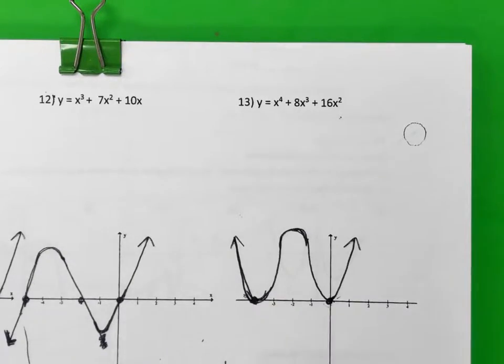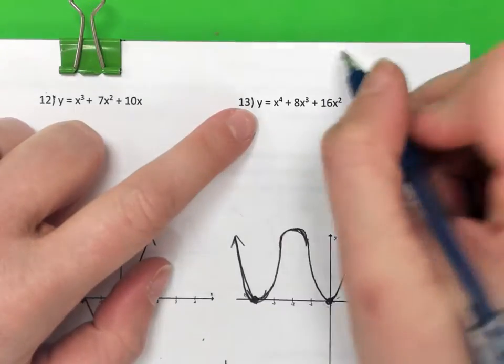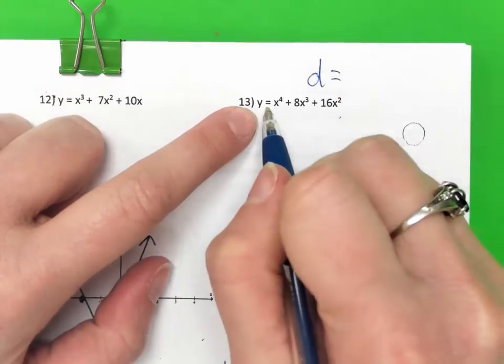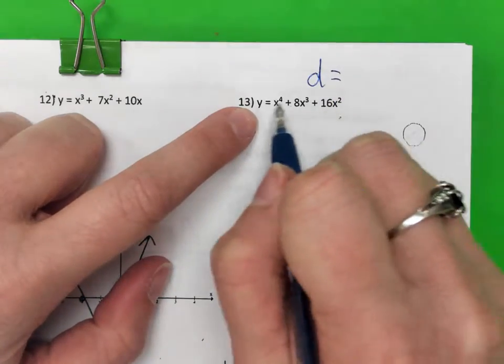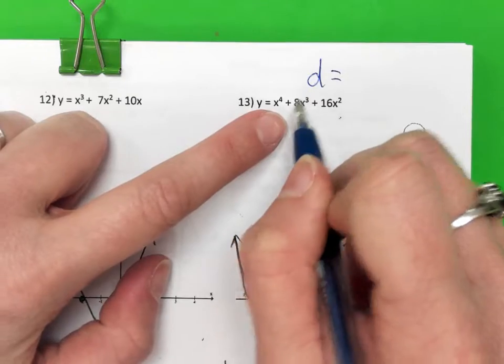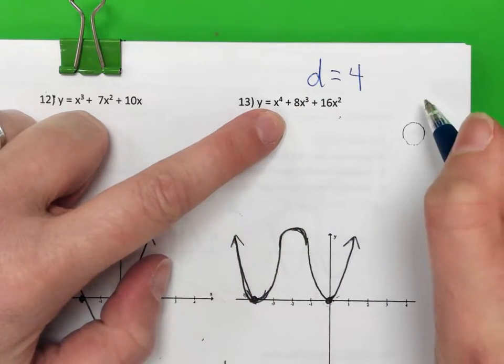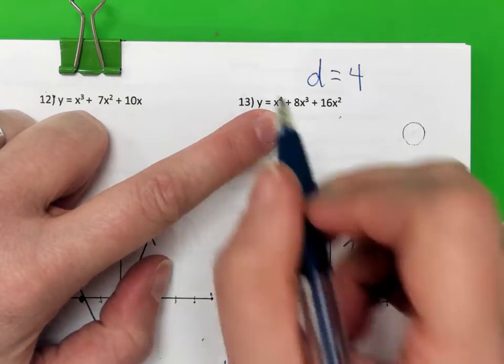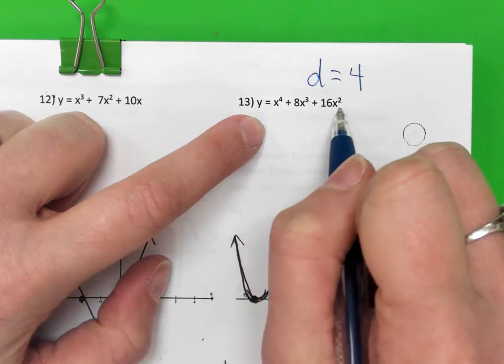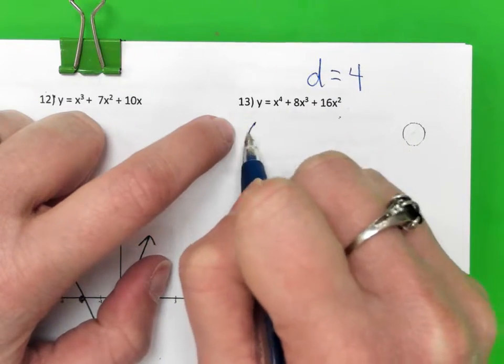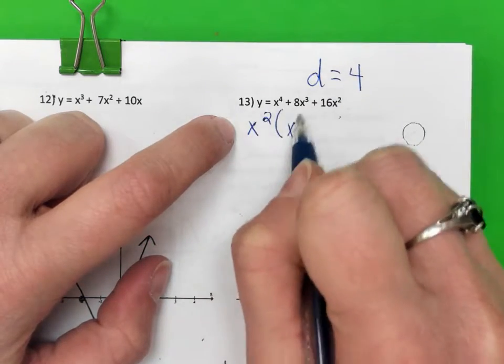All right, here we go. You ready? First thing you have to do is find the degree. The degree, when it's written in standard form, is the biggest exponent. What's the biggest exponent here? 4. There you go. And in order to find all the zeros, you have to factor. What do all three of these have in common? X squared. There you go, x squared.